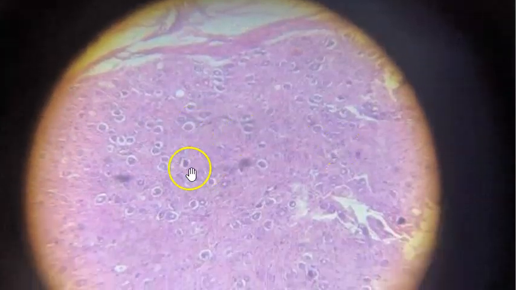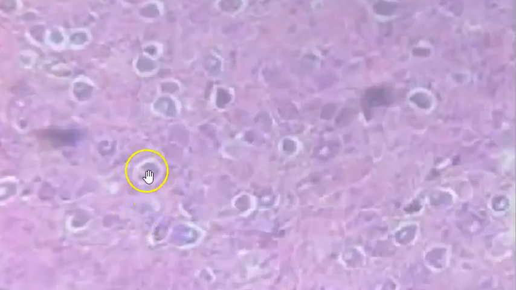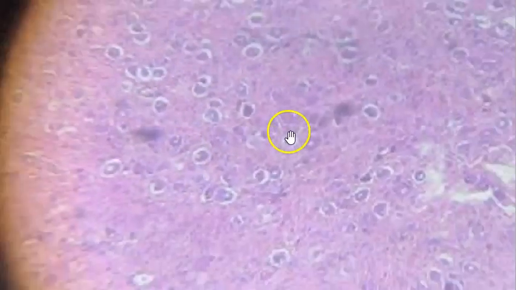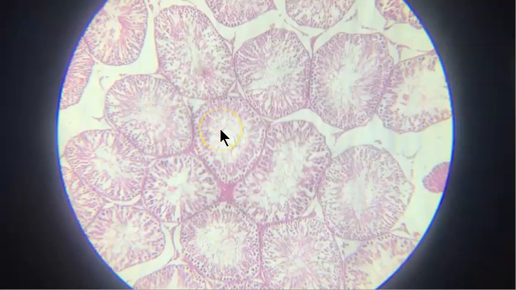The cells are here and there. The nucleus is a little eccentric if you look at it here. So this is sympathetic ganglion, not very clear. This one is very easy.